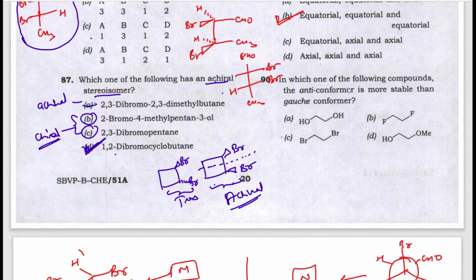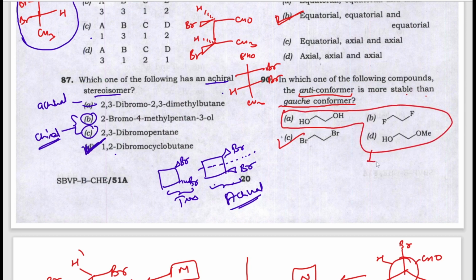In the next question, in which one of the following compounds is the anti-conformer more stable than the gauche conformer? So in this question, the correct answer is C. Okay, because if we consider structure A, B, and C, in these three cases, gauche form is more stable as compared to anti form.